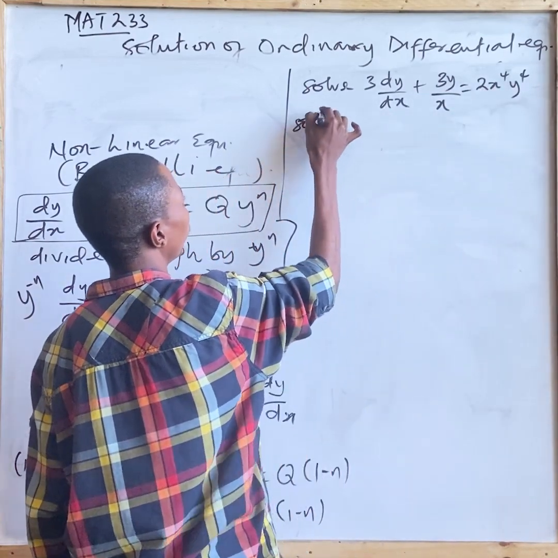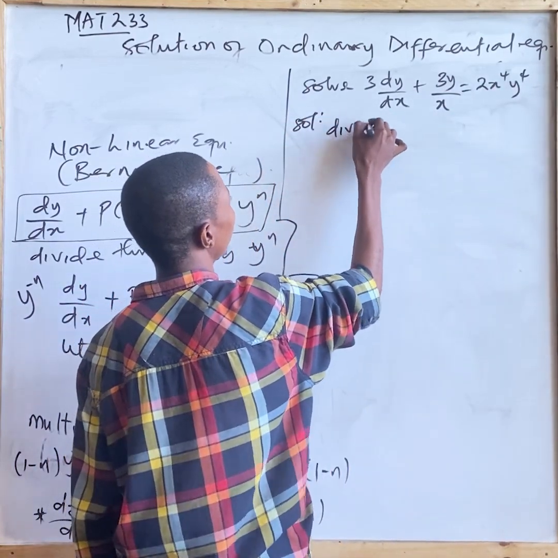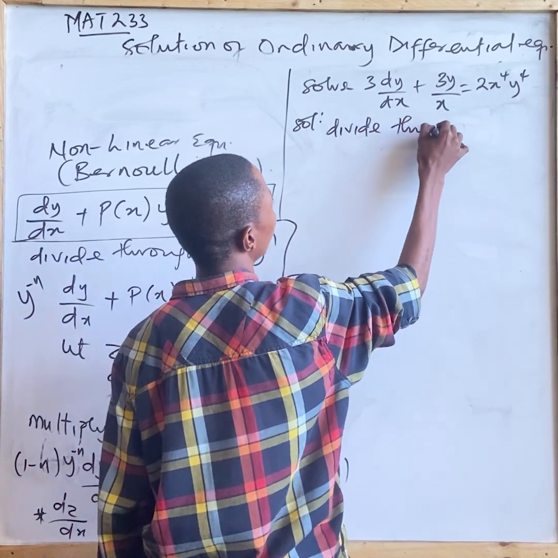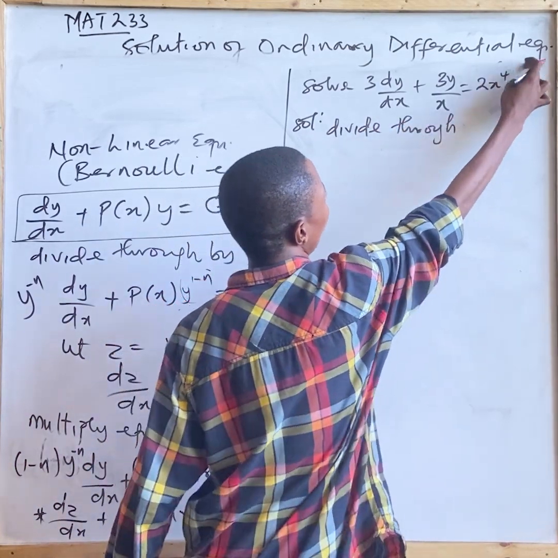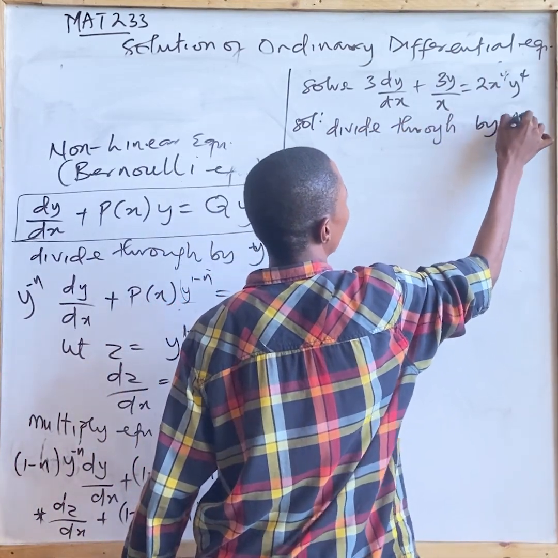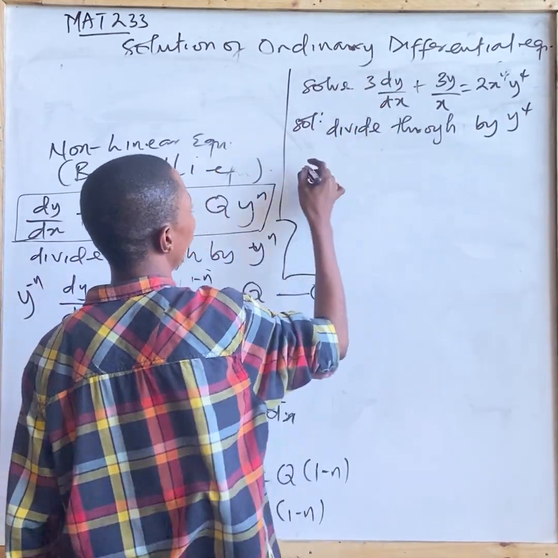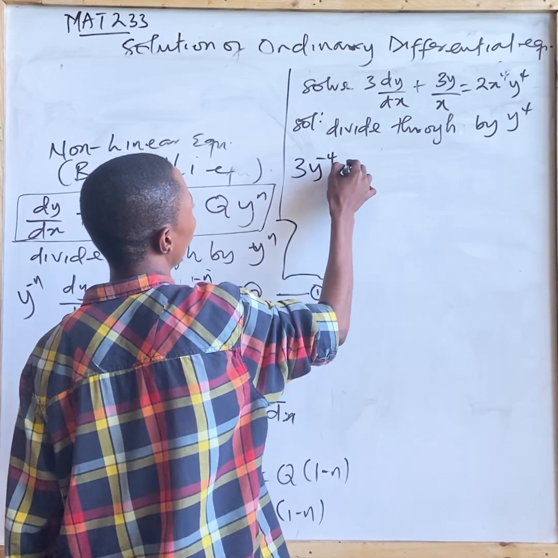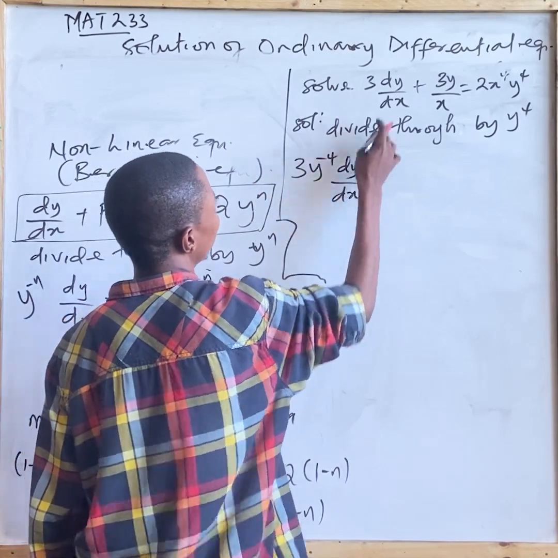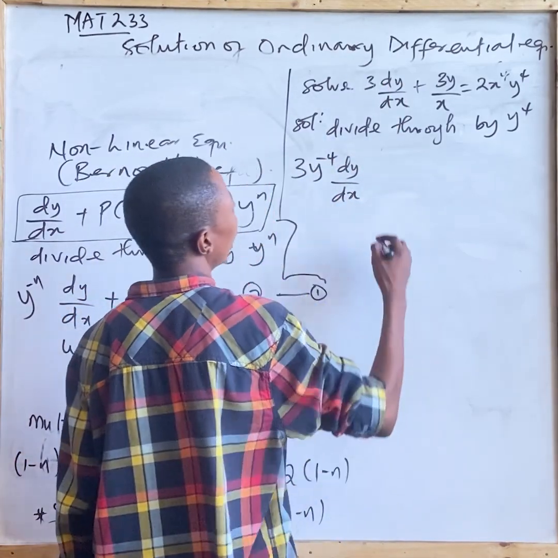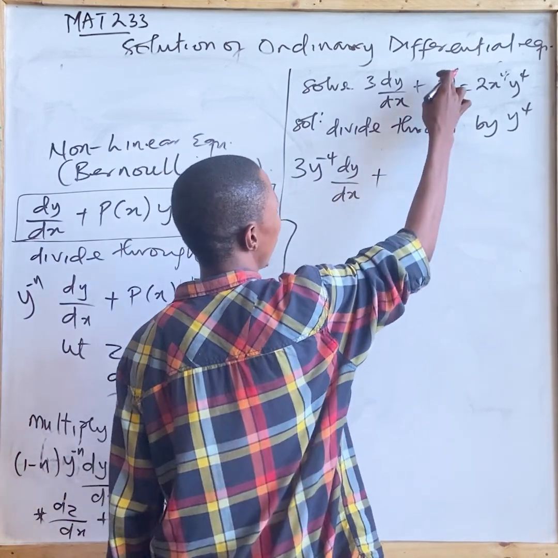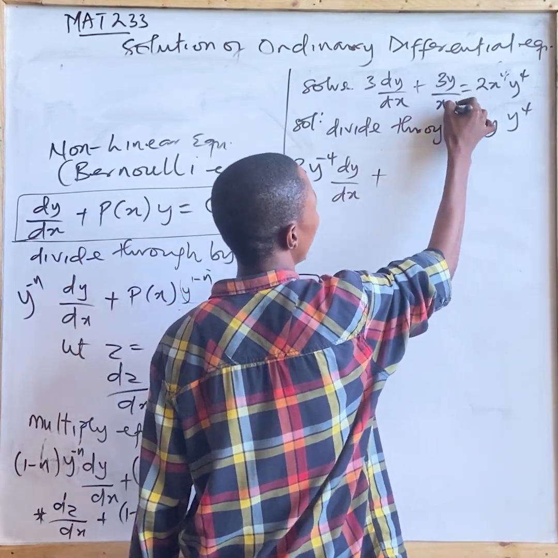So the solution: now we divide through by y raised to 4, because y raised to n is 4 here. So if I divide this one by y raised to 4, I will have 3y to the minus 4 dy/dx. And for this part, I have 3y. I want to divide by y raised to 4.